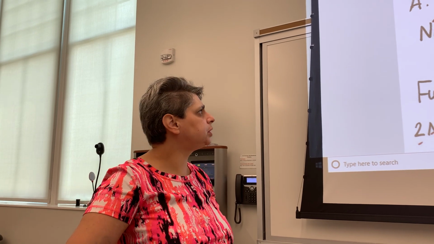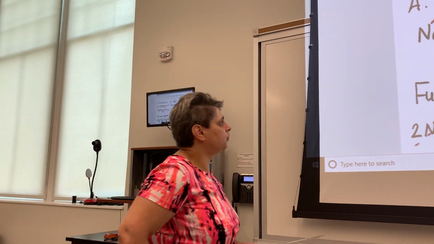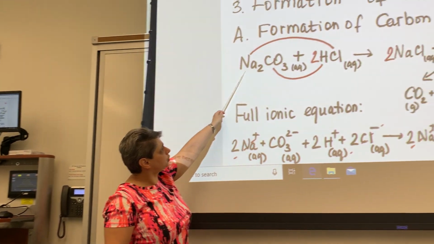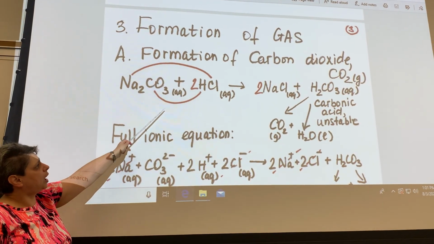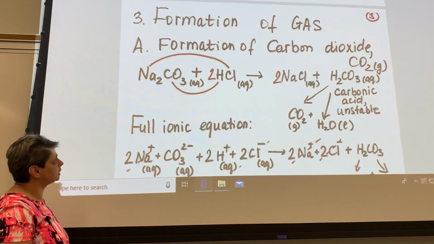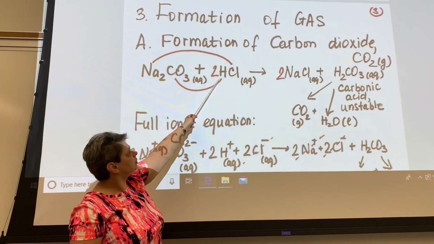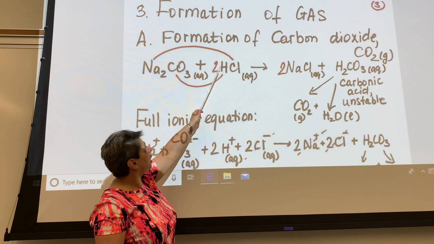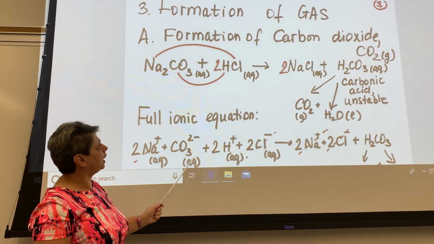I'm going to explain for each one how you detect gas being produced. The first reaction here involves another one of your knowns, called sodium carbonate, and another test reagent called hydrochloric acid. Once again, a double replacement reaction. So sodium is going to be paired up with chloride and hydrogen with carbonate.